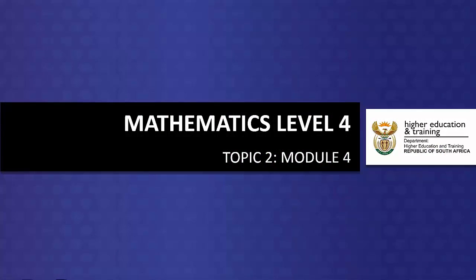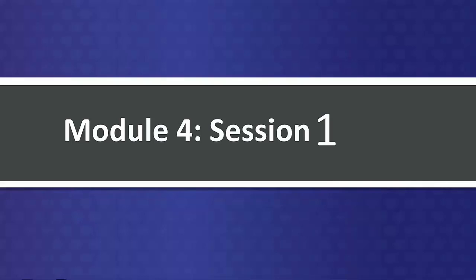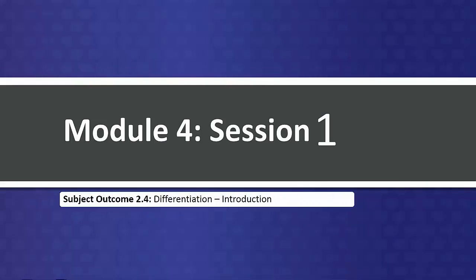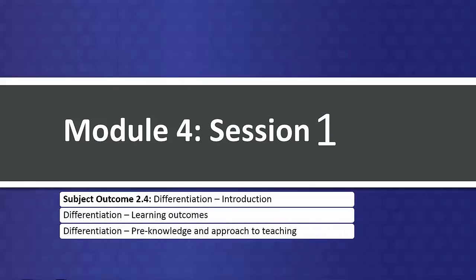Mathematics Level 4, Topic 2, Functions in Algebra, Module 4. Module 4, Session 1. Session 1 will cover the following content. Subject Outcome 2.4, Differentiation, Introduction. Differentiation, Learning Outcomes. Differentiation, Pre-Knowledge and Approach to Teaching.